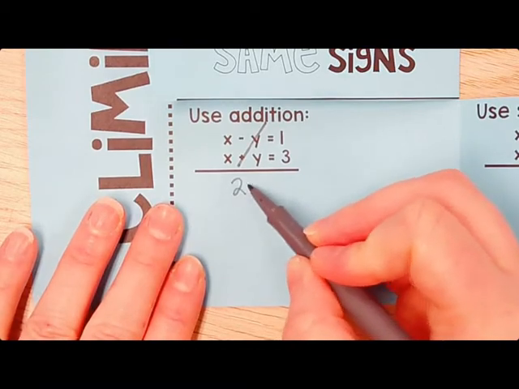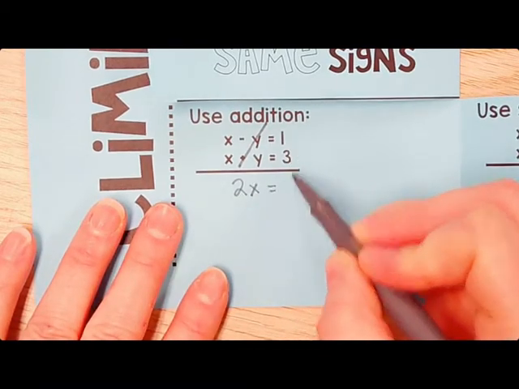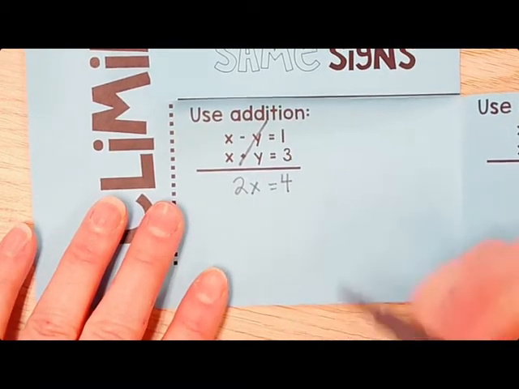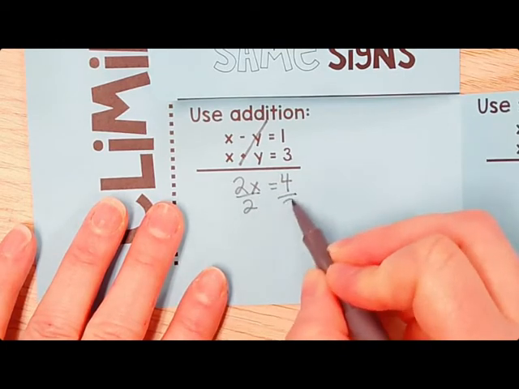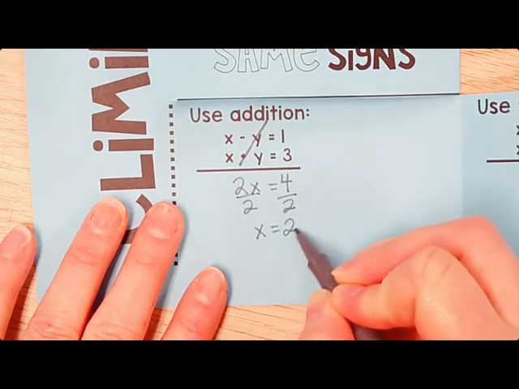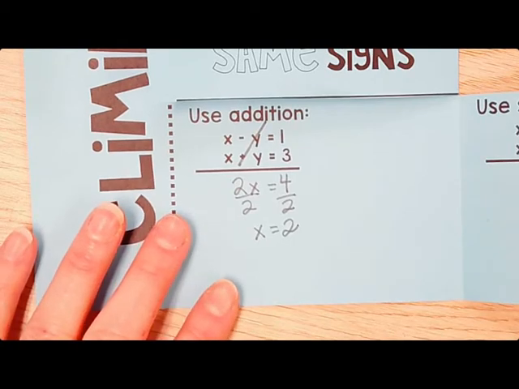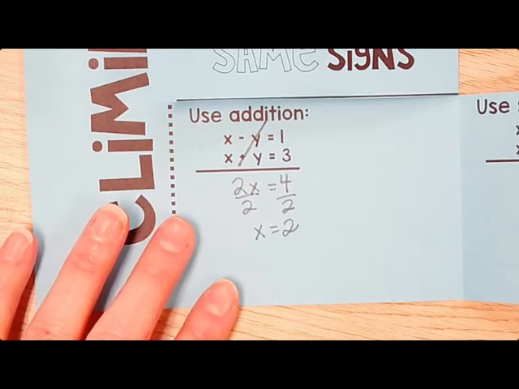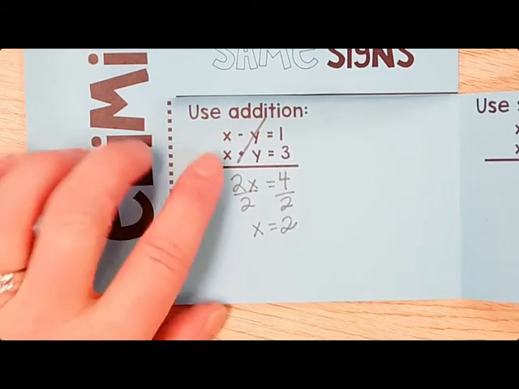2x. 2x equals 1 plus 3, 4. 4 divided by 2 equals 2. And now we substitute in. Which equation do we want to use? The one at the bottom. Yeah, I'd say the one on the bottom.